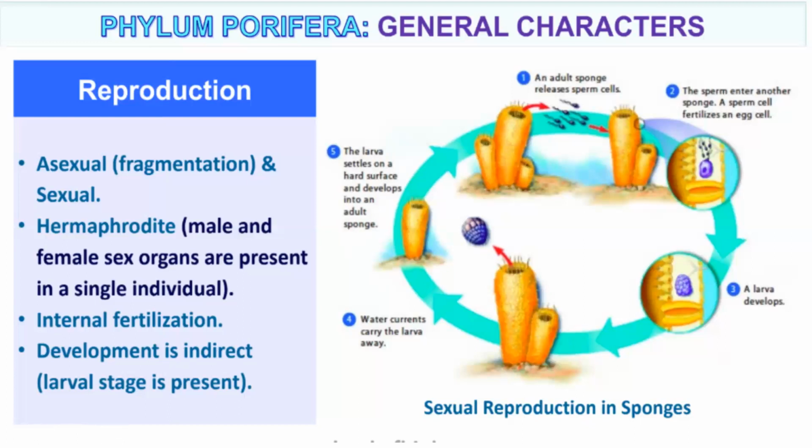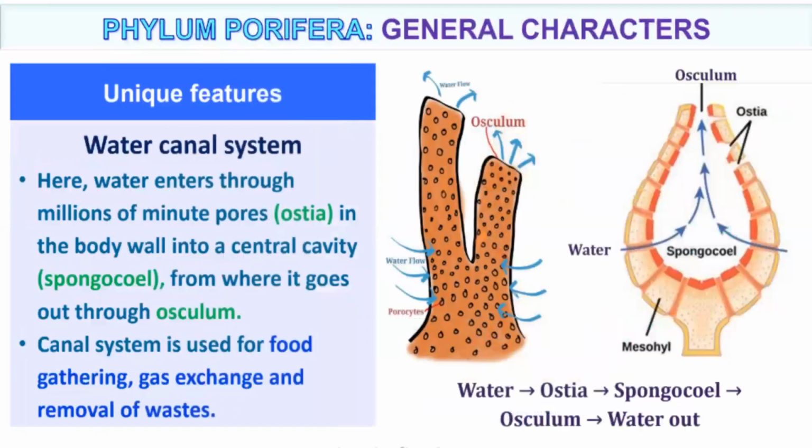Yes. Next, unique features. Water canal system. They have a special water canal system. The water will enter through minute pores called ostia. You can see these minute pores. There are many holes on the body through which water enters through the openings in the body wall into the central cavity. They have only one opening, which is where the water comes out. This is just how one part is shown here.